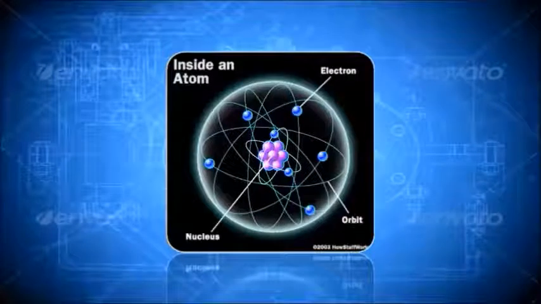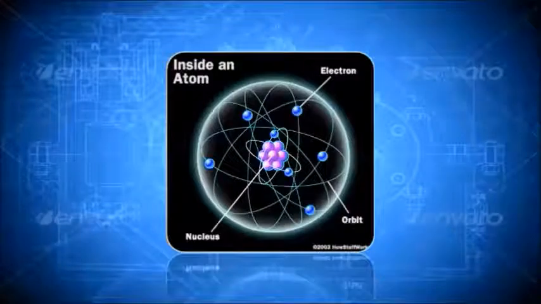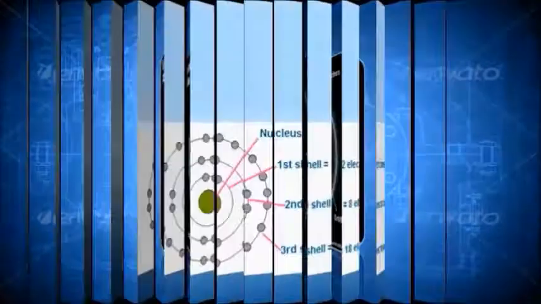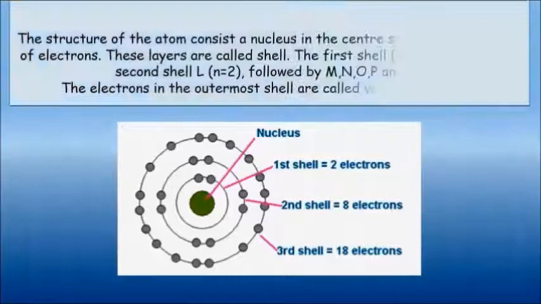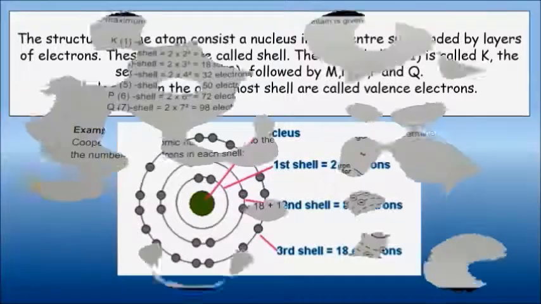The picture shows the inside of an atom, which consists of a nucleus, orbit, and electron. The structure of the atom consists of a nucleus in the center surrounded by layers of electrons. These layers are called shells. The first shell is called K, the second shell L, followed by M, N, O, P, and Q. The electrons in the outermost shell are called valence electrons.